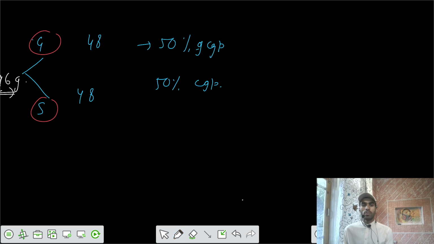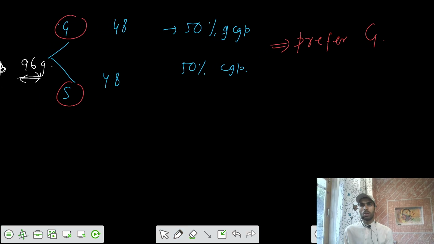So for this condition, we would prefer gravel. For this case, we are going to prefer the symbol for gravel. If the problem does not mention the option of G, you can prefer the value of S. But if both are applicable, you should prefer the value of G.